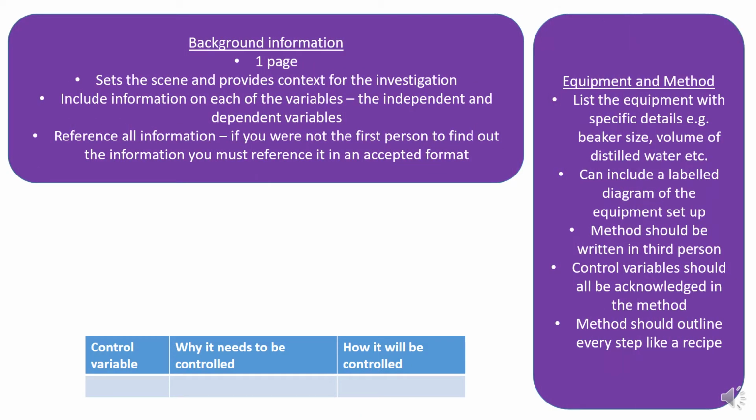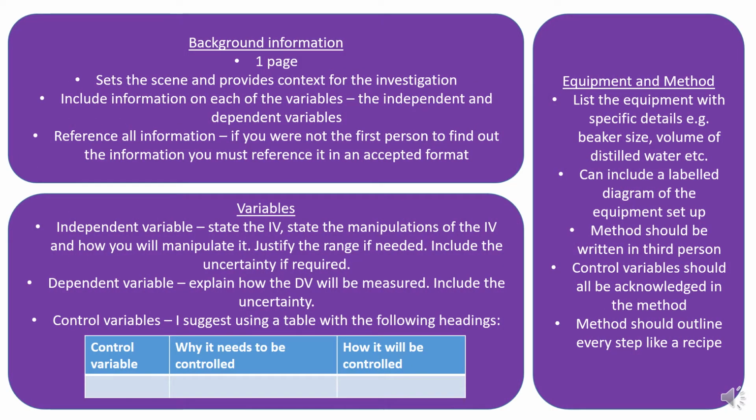Okay, so background information needs to be about 1 page of continuous prose writing. It needs to set the scene and provide the context for your investigation. So you want to include information on each of the variables. When I refer to the variables, I mean the independent variable and the dependent variable.